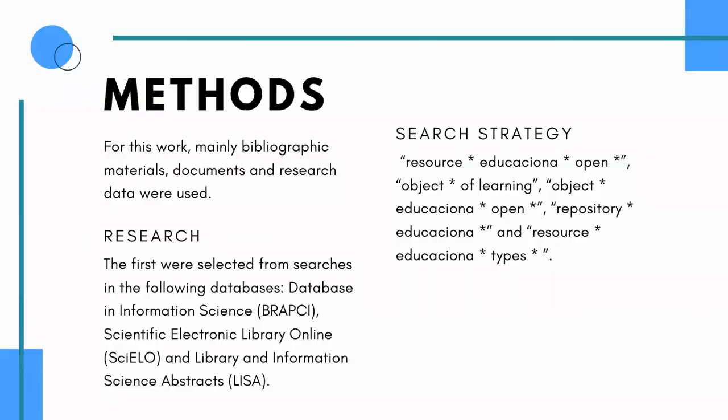The methods used to base this research were mainly bibliographic materials, documents, and research data collected from a questionnaire. In the research, we selected in the databases Information Science (BRAPT), Scientific Electronic Library Online (SciELO), and the Library and Information Science Abstracts (LISA), documents that could define what open educational resources are, how they are used, how they are classified, etc. For that, we used the following search strategy, as you can see over here.